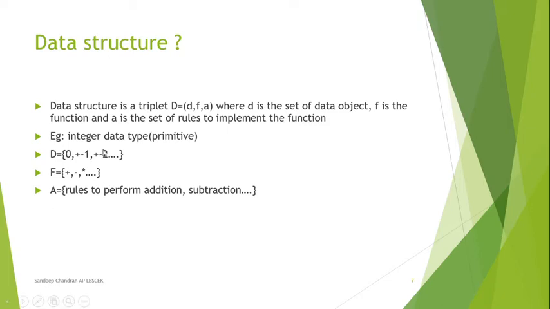Okay, you see examples. The integer data type is a primitive data type. You already know that. The domain is the integers: 0, plus or minus 1, plus or minus 2, etc. It will support all integers. And the functions: it can perform addition, subtraction, multiplication, etc. Then A is the axioms: the rules to perform addition, to perform subtraction, like that. So while defining a data structure, we have to specify these three components: domain, functions, and axioms.